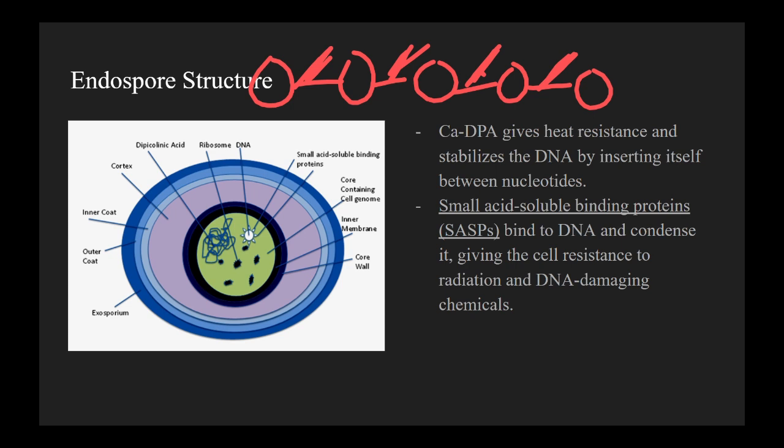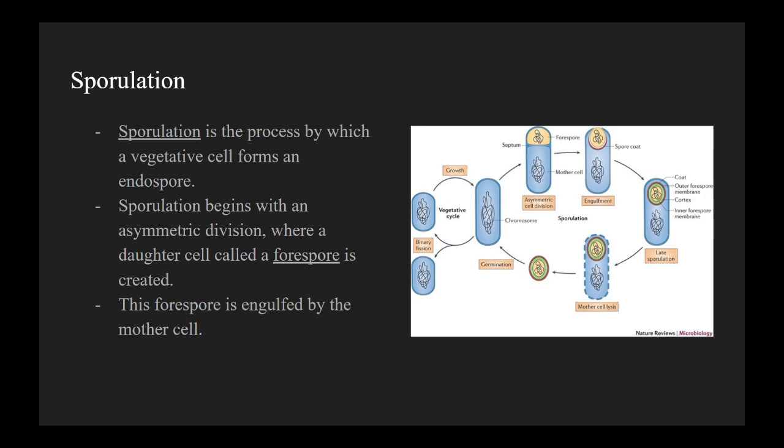Then we also have what are called SASPs, or small acid-soluble binding proteins. These guys also bind to the DNA. And this time they help the DNA condense down into a really compact region, which also helps protect it from radiation from the outside, right? And from chemicals that are trying to get in and damage the DNA. So you have these two protective measures that really help ensure that the genome of the bacterium stays intact while it's in the endospore form.